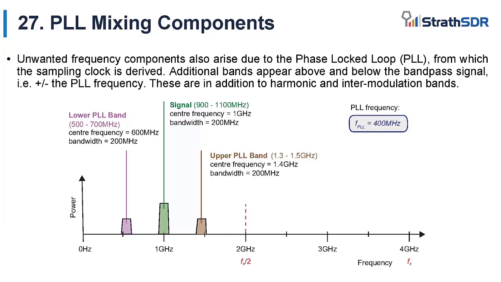Looking specifically at the components derived from the phase lock loop, these appear above and below the bandpass signal of interest. For instance, if our signal of interest was 200 MHz wide and centered at 1 GHz, and the PLL mixing frequency was 400 MHz, then we would see two additional bands, one centered at 600 MHz and the second centered at 1.4 GHz.